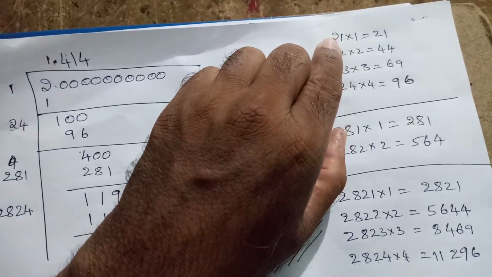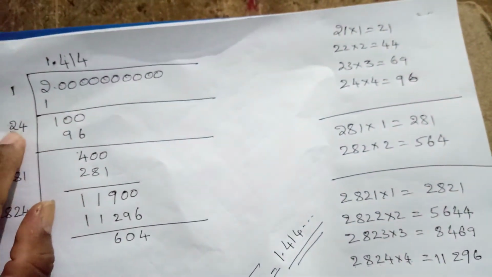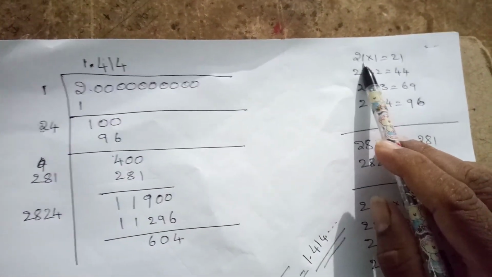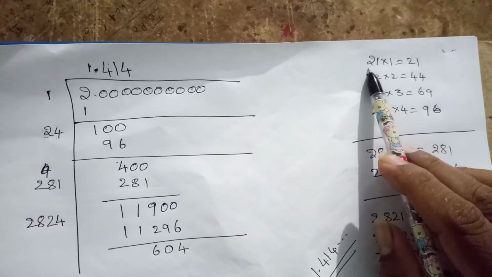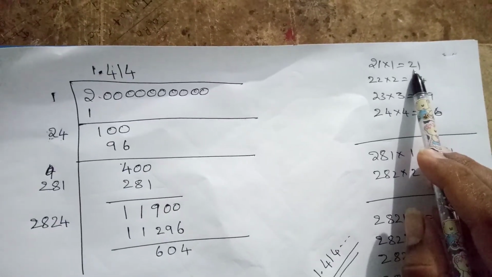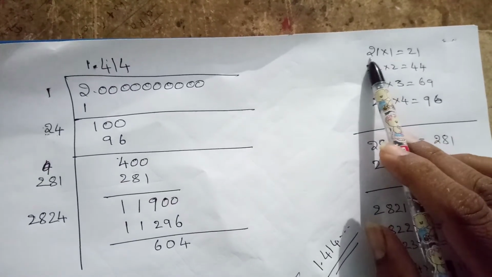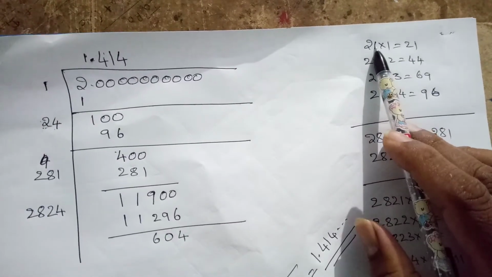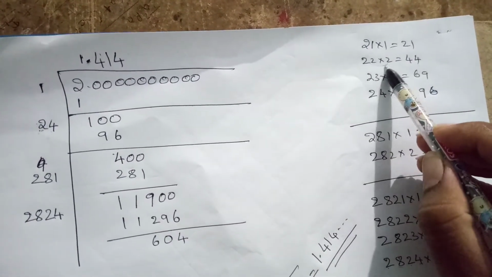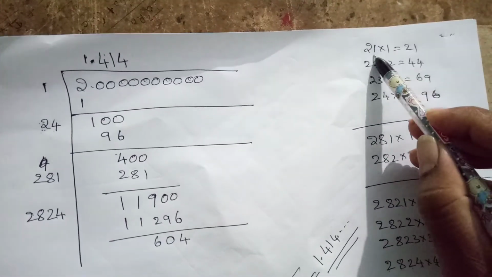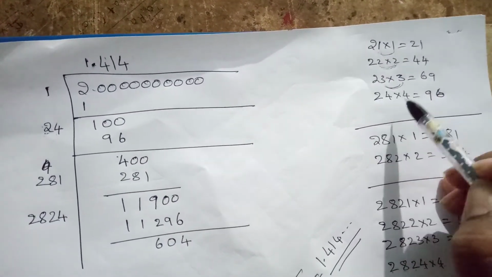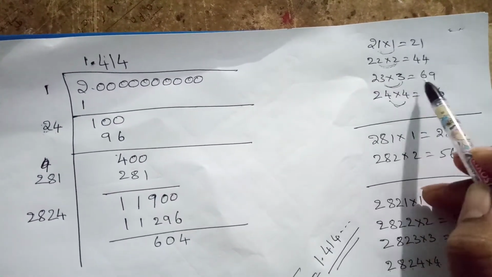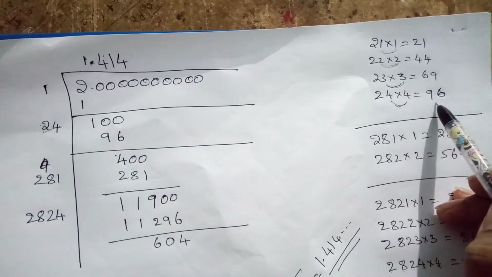Here if you observe, 2 is there. Therefore write 1 here beside that and multiply with 1. So 21 ones are 21. And next time you should not take 21, you have to take 20, and it should be the 2. These two numbers must be the same: 2 and 2, 1 and 1, 3 and 3, 4 and 4, like that. 22 twos are 44, 23 threes are 69, 24 fours are 96.